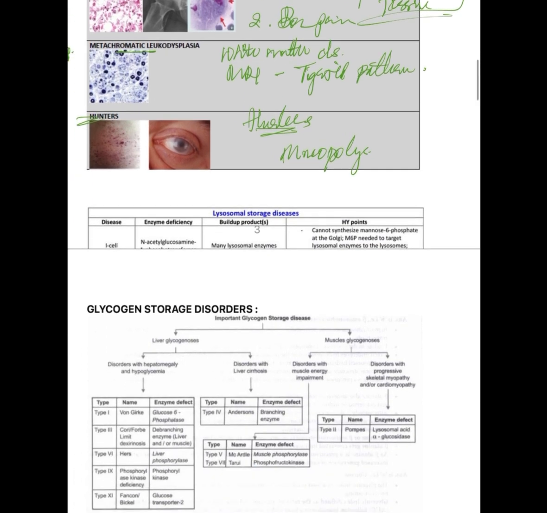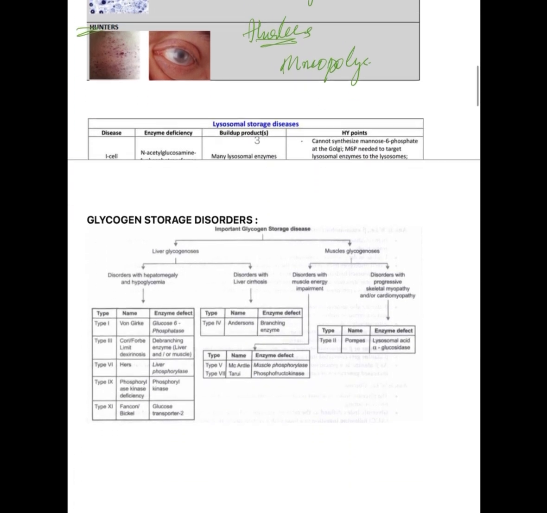So other than that, we'll go to the third important topic, which is glycogen storage disease. So how do you remember glycogen storage disorders? We'll have to remember that by 2 important groups, the liver glycogenosis and the muscle glycogenosis. In muscle glycogenosis there are 2 groups of disorders where there is muscle energy impairment, where the muscle is unable to provide us with adequate energy because of impairment of, as we know, glycogenolysis and glycolysis. And the other group is disorders with progressive skeletal myopathy and cardiomyopathy.